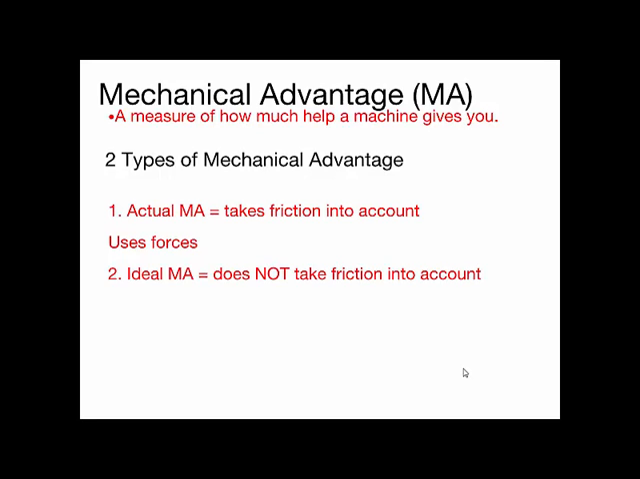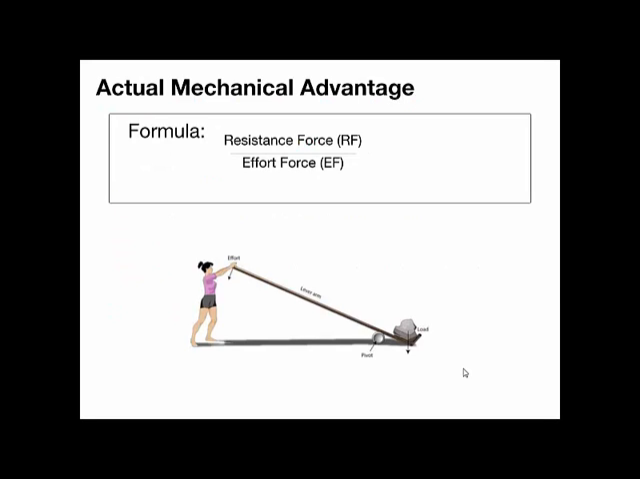And so when we're calculating ideal mechanical advantage, we don't use the forces being applied, we just use the measurements of the distances. So let's look at the actual formulas. The formula for actual mechanical advantage is the resistance force divided by the effort force, RF divided by P.